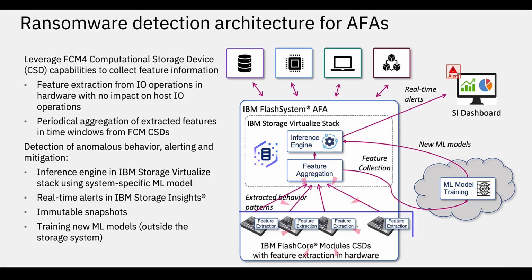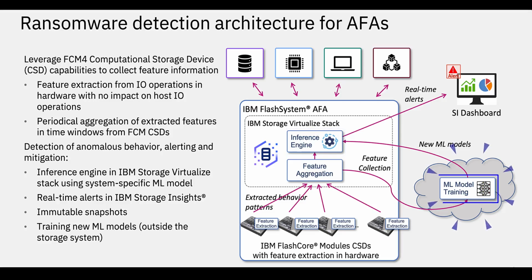The Flash Core module then summarizes all this gathered information for each volume. It can actually extract feature vectors from them. The feature vectors are then collected by the feature aggregation module in the higher level stack every few seconds. The feature aggregation model combines them into a single feature vector per volume that can be used to run inference on it using a supervised machine learning model.